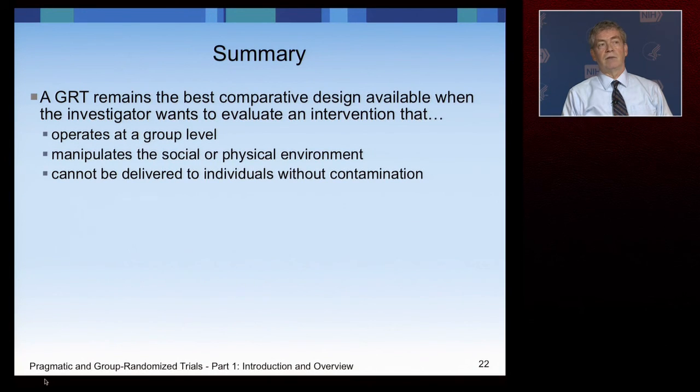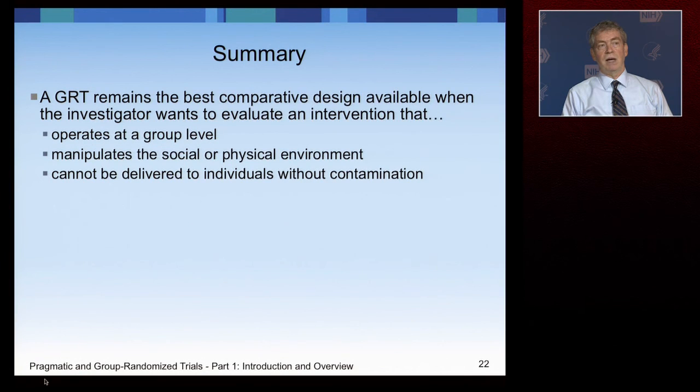Another characteristic of an intervention that calls for this kind of design is one that manipulates the social or physical environment. So you might want to change the menus in the restaurant as a way to try to encourage people to order items that are lower in fat or lower in salt, for example. Or you might want to put labels on the displays in the grocery store to try to encourage people to buy products that are lower in fat or salt. So you're changing the physical environment when you do that. And all of the people who go into those stores or restaurants are exposed to that. And it's very difficult to randomize individuals to receive those kinds of treatments as opposed to groups.